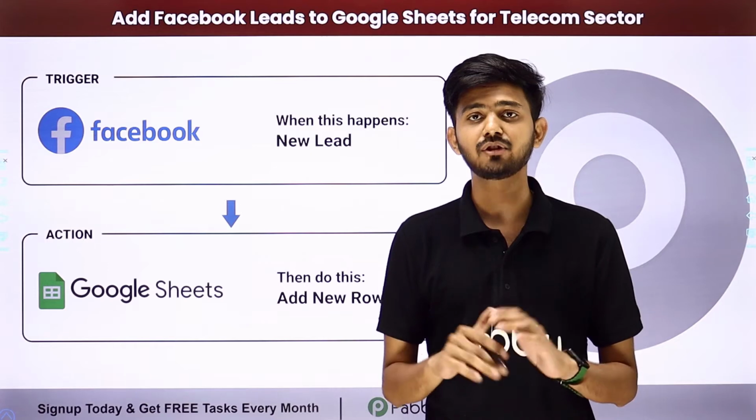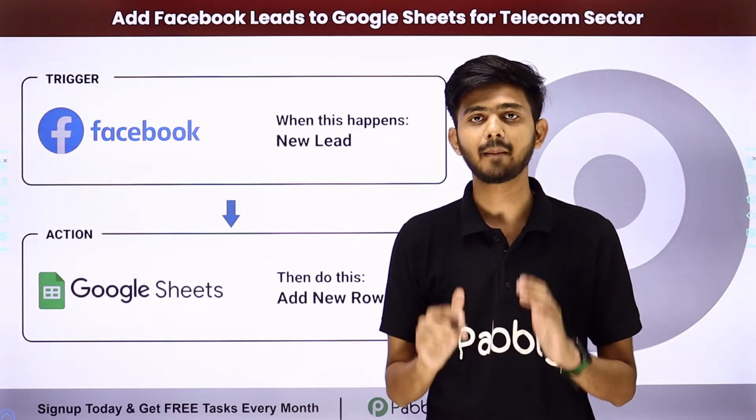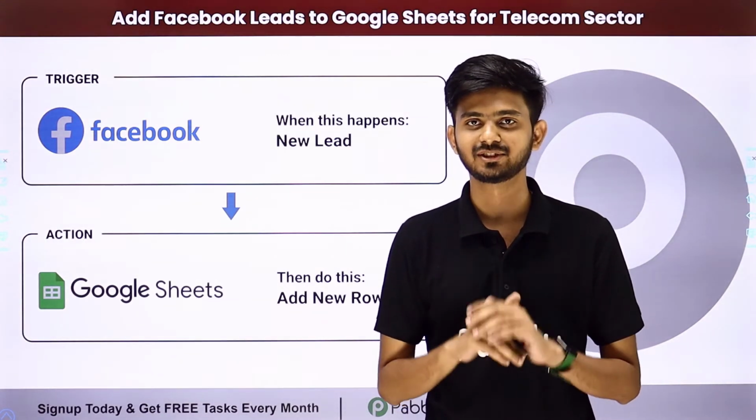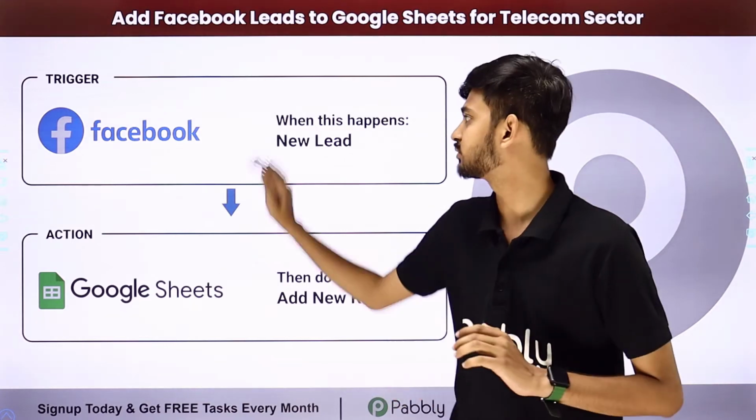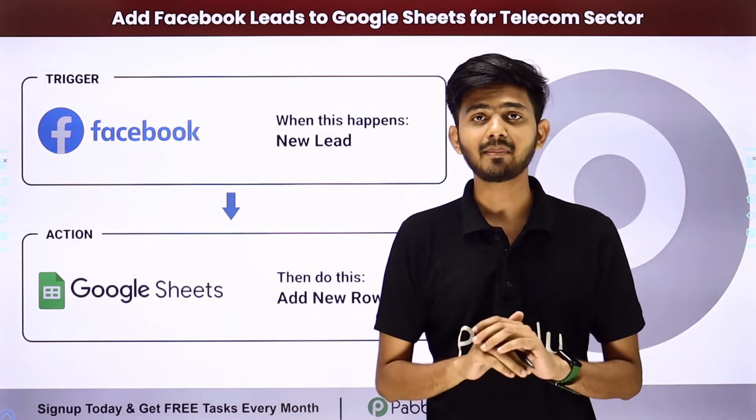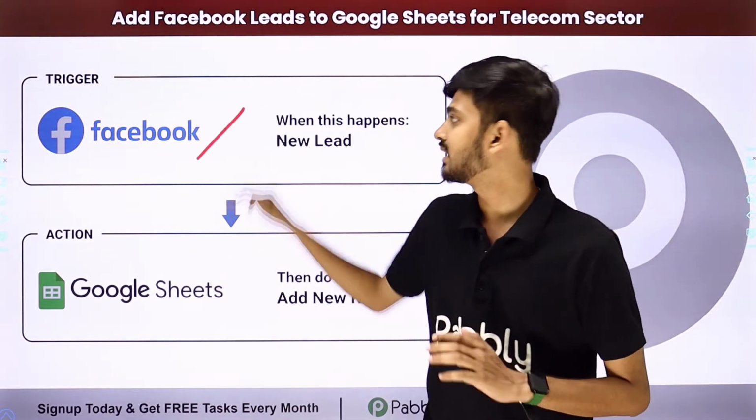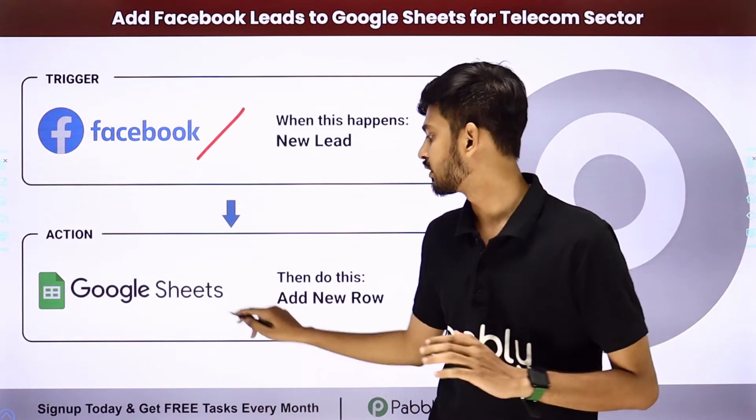For that I am going to use Pabbly Connect. Pabbly Connect is an amazing software for automation and integration. In Pabbly Connect we are going to use a trigger and an action. In the trigger application, we will use Facebook Lead Ads. In the action application, we will use Google Sheets.